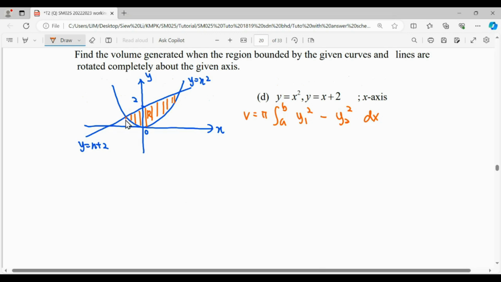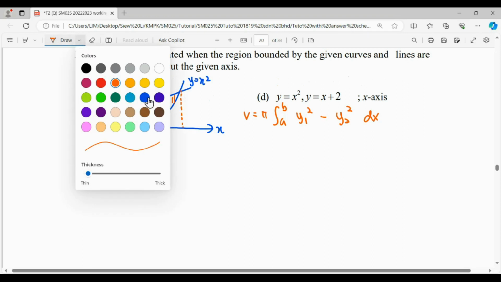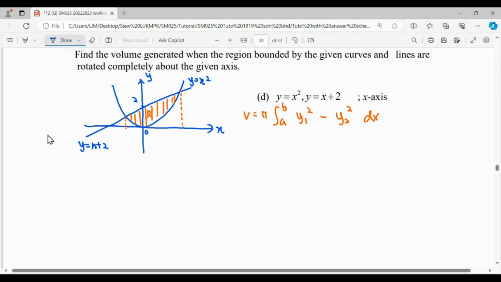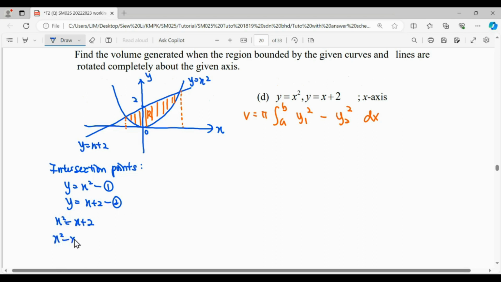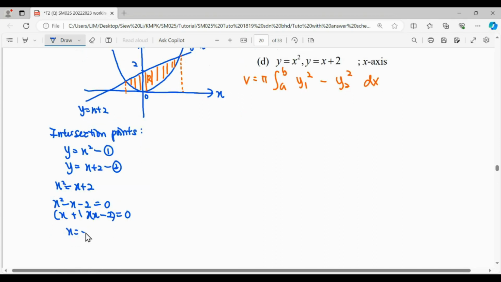So first of all, we need to find out what the upper limit and lower limit are. To find that, we need our intersection points. To find the intersection points, we need a simultaneous equation, where y equals x squared is equation 1 and y equals x plus 2 is equation 2. When we substitute, we form a quadratic. As we solve here, we have x equals negative 1 and x equals 2. So the lower limit starts from negative 1, and the upper limit goes until 2.